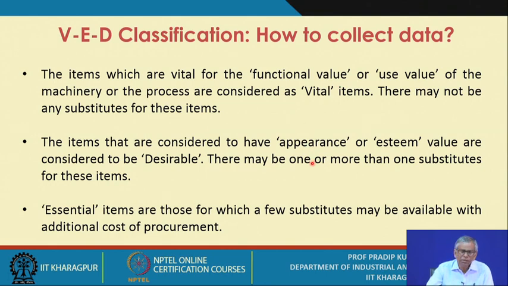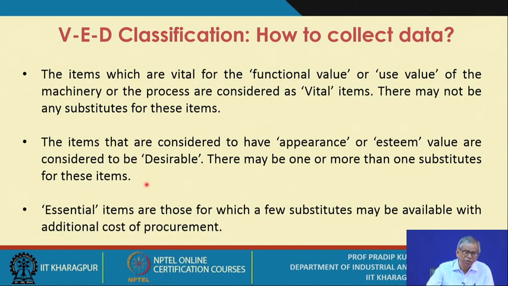Similarly, on the other extreme, there are the parts which are in normal condition that is required, but they are not directly affecting the functional value. So they are considered as desirable. The items that are considered to have appearance or esteem value, or sometimes an aesthetic value, are considered to be desirable. There may be one or more than one substitutes for these items.